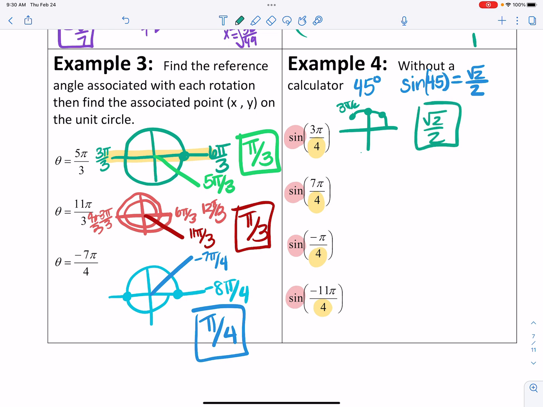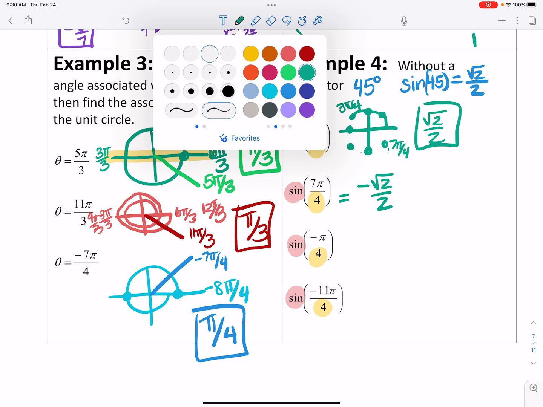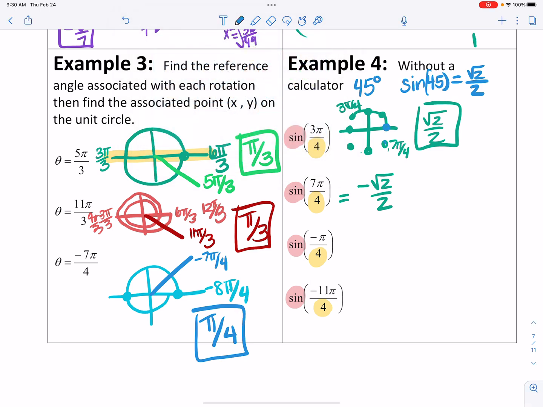Now I'm just going to keep counting. So this is 3 pi over 4. This is 4 pi over 4, 5 pi over 4, 6 pi over 4. Here's 7 pi over 4. So that is going down. So this answer is a negative root 2 over 2. Okay, I'm going to just use a different color. If I start back here, isn't a negative pi over 4 going to be straight down? So that's a negative root 2 over 2.